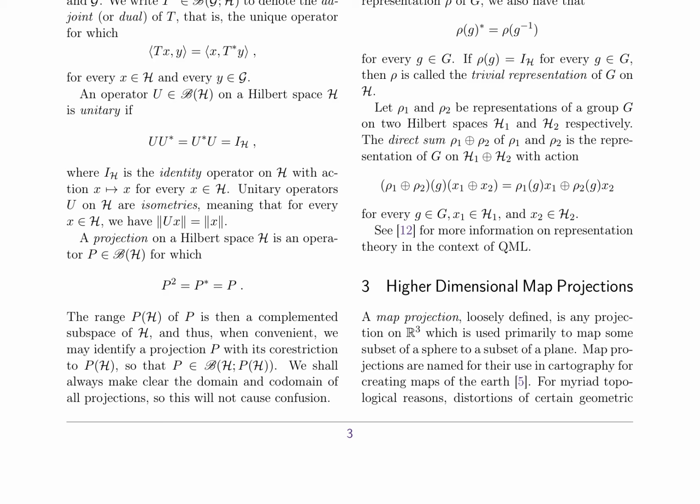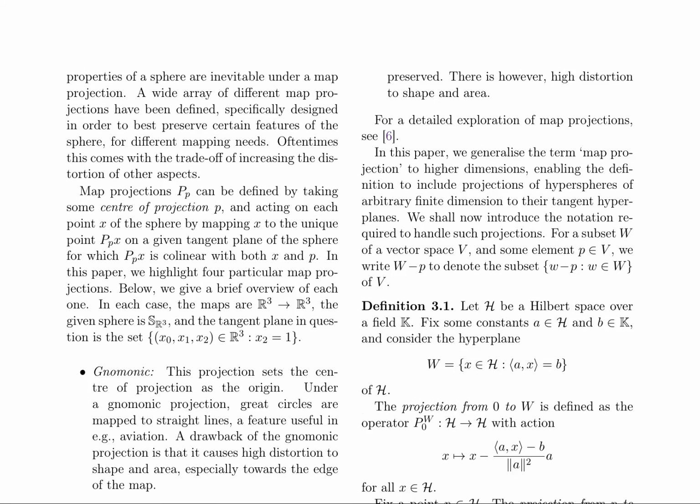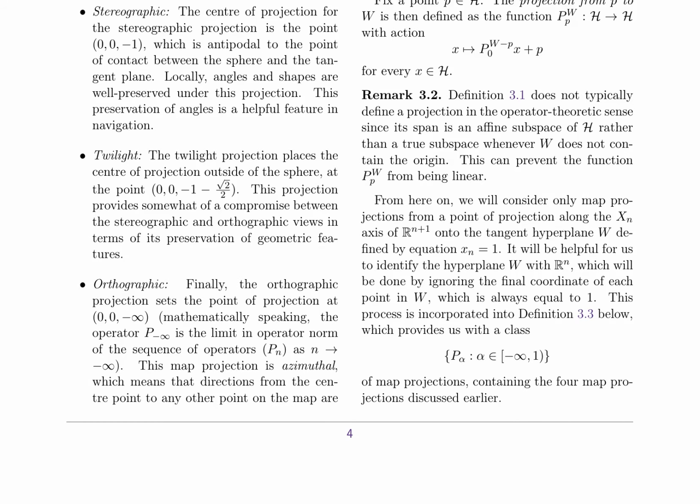They also introduce a class of map projections, P-alpha, alpha element of (-infinity, 1), which includes these 4 projections. This framework enables the study of map projections in higher dimensional spaces, opening up new avenues for research in cartography and geometry. The authors' approach is rooted in Hilbert space theory and group representations, providing a solid mathematical foundation for their work.